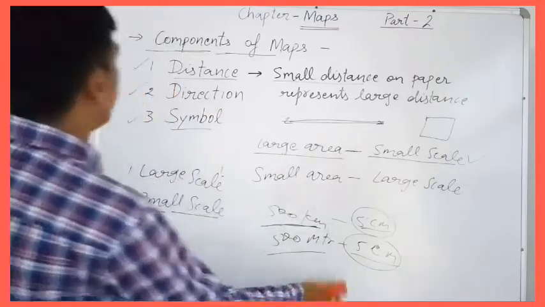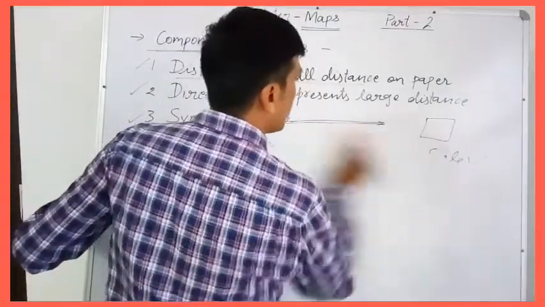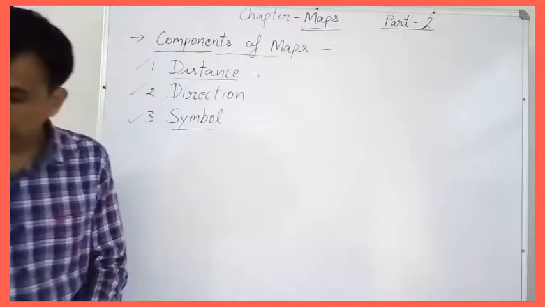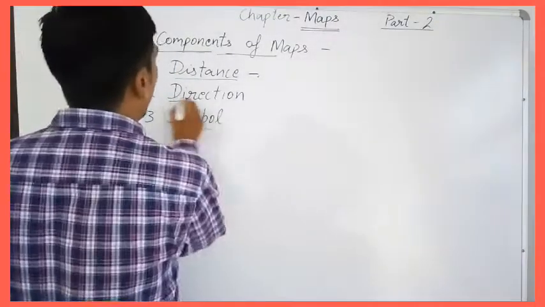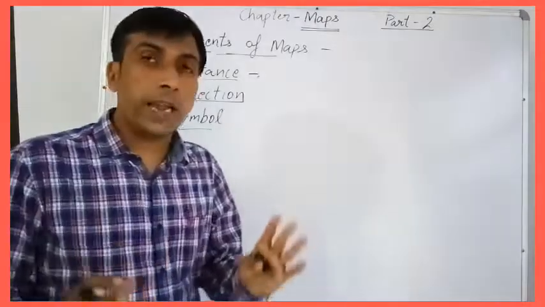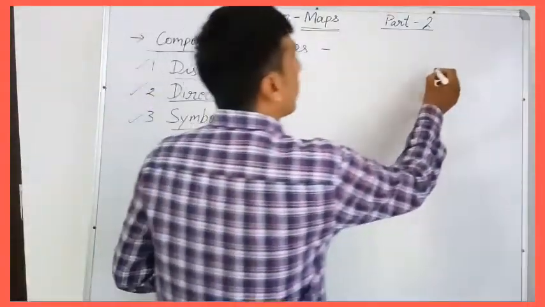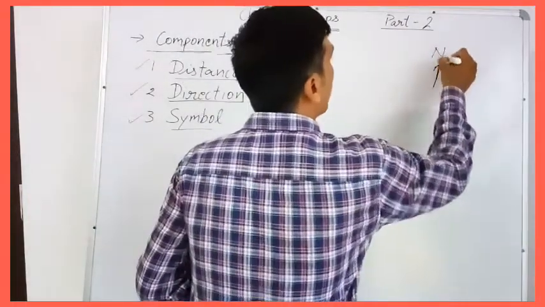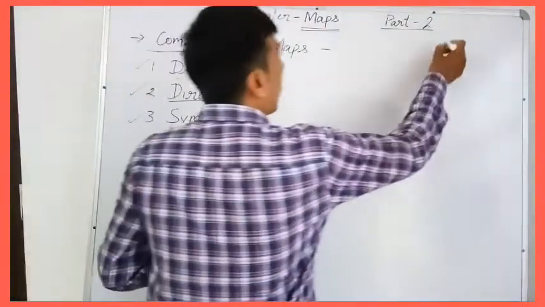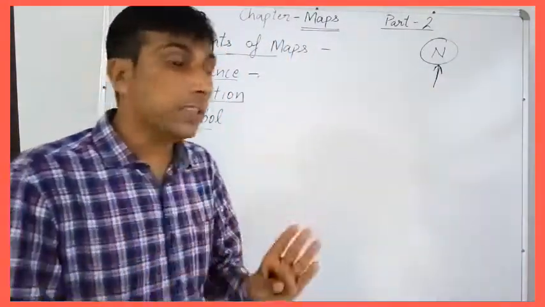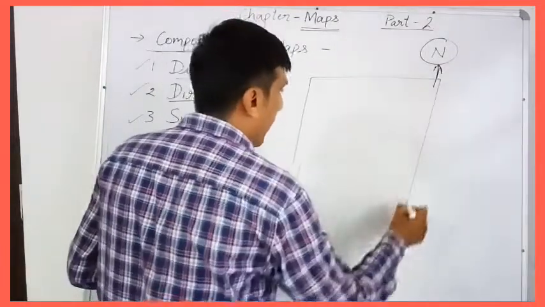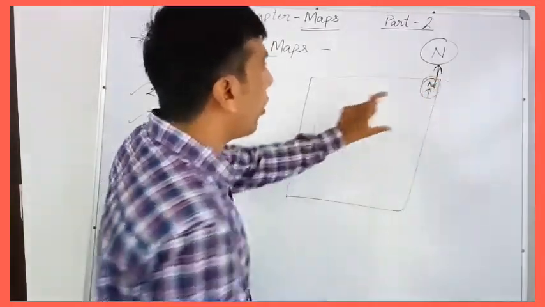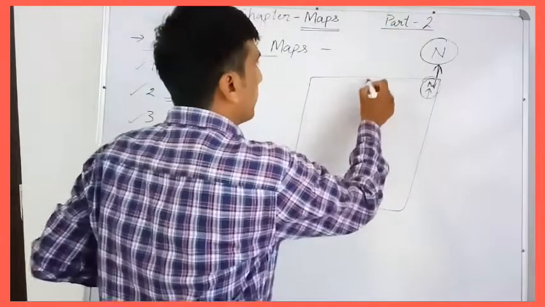Now we'll discuss direction. The second component of maps is direction. What is direction? Many times you have seen on maps this kind of arrow on the top right side, and it is written N for north. Getting my point? On any type of map, if you see this symbol, it means N, north. North means upside.